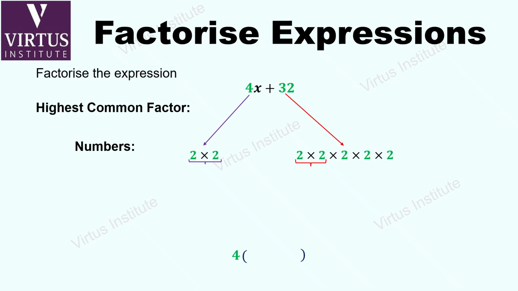Next, fill in the brackets by dividing each term by 4. 4x divided by 4 becomes x, and 32 divided by 4 becomes 8. Thus, the final answer is 4 multiplied by the quantity x plus 8.